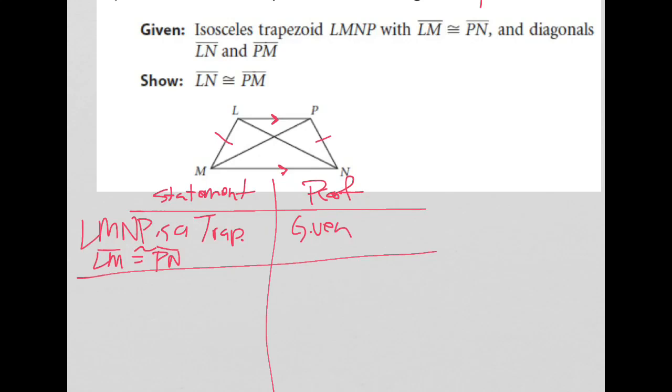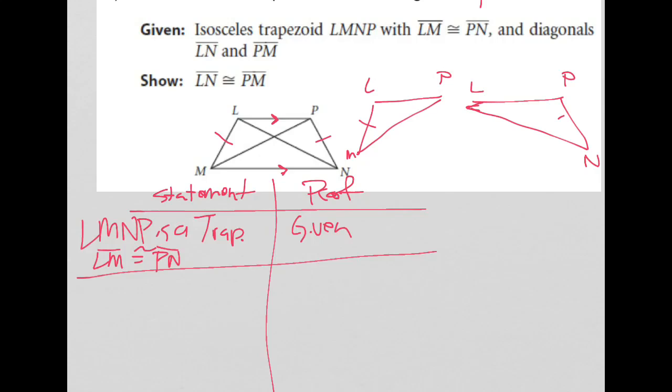But let's do say something else. Well, let's think about what we should do. We have overlapping triangles here. Typically speaking, when you have overlapping triangles and you want to show something, you should draw them separately. So I'm going to draw this triangle right here, which is LPM. I'm going to draw this triangle right here, which is LPN.